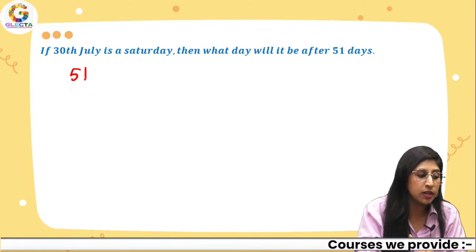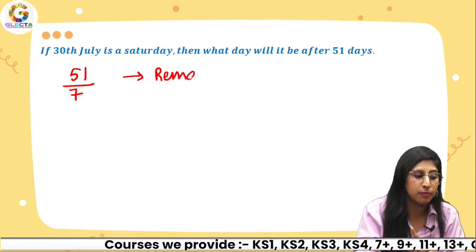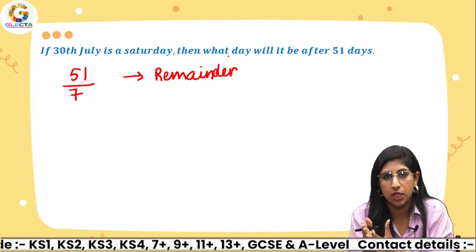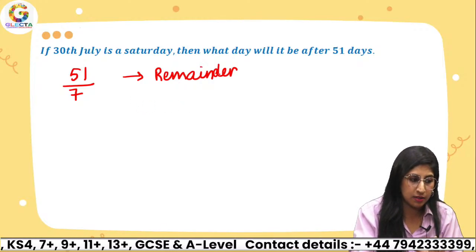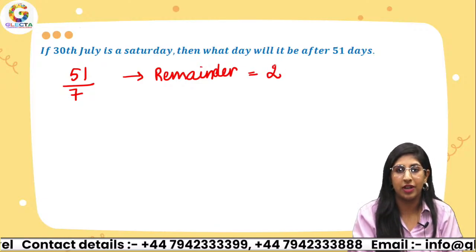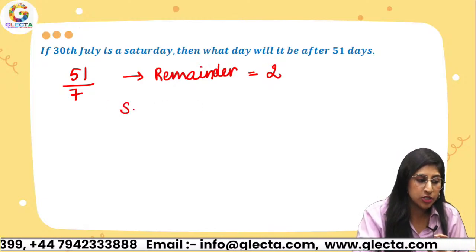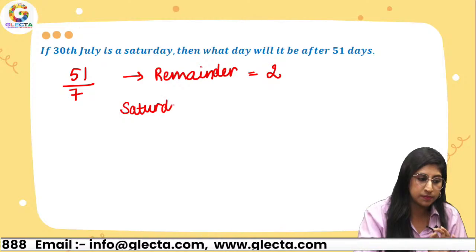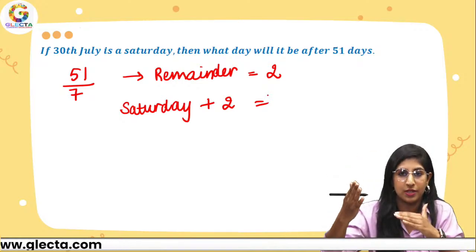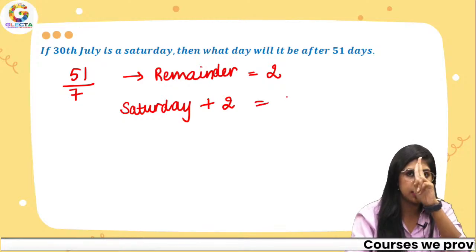So 51 divided by 7. And calculate what will be the remainder. Right? We know that 7 times 7 is 49. So when you divide 51 by 7, the remainder is going to be 2, right? 51 minus 49, which is 2. And then if today is Saturday, then after 51 days, that is after 2 days, what day will it be after 2 days of Saturday? Sunday, Monday.